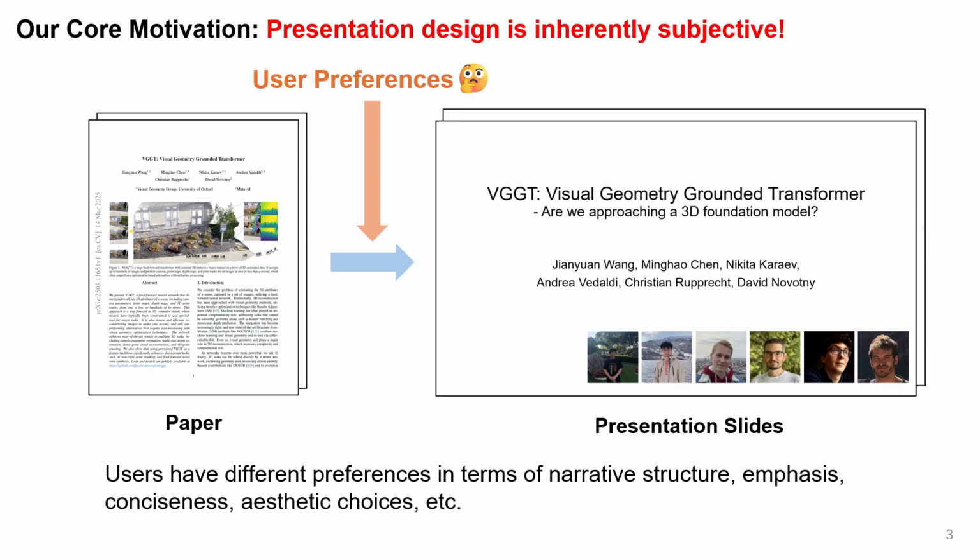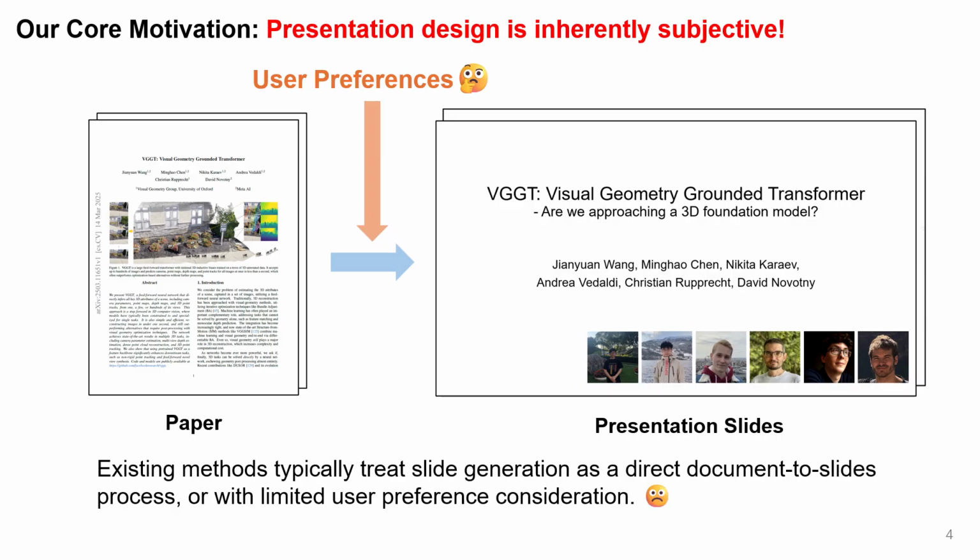We argue that presentation design is inherently subjective. Users have different preferences in terms of narrative structure, emphasis, conciseness, aesthetic choices, and so on. However, existing methods typically treat slide generation as a direct document-to-slides process, or with limited user preference consideration. Consequently, under-specified or one-size-fits-all generation frameworks often yield outputs that do not align well with individual preferences.